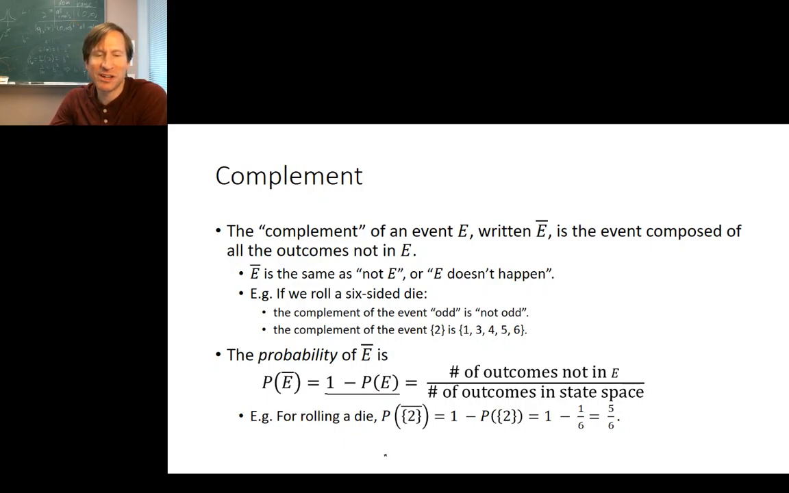Just for an example, if you're rolling a die, the probability of not rolling a 2 is 1 minus the probability of rolling a 2. The probability of rolling a 2 is, well, there's only one outcome that's a 2, so the numerator here is just 1. And the state space for rolling a 6-sided die has 6 things in it, so the probability of rolling a 2 is 1 over 6, and 1 minus 1 over 6 is 5 over 6. And yes, that is the right probability for not rolling a 2, because not rolling a 2 means you could roll a 1, 3, 4, 5, or 6, and there are 5 outcomes that aren't 2's, so 5 over 6. So you can see this formula does produce the correct probability for the complement.